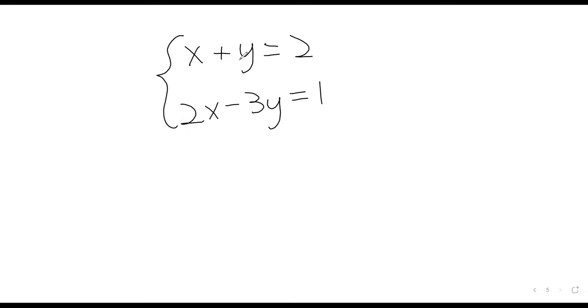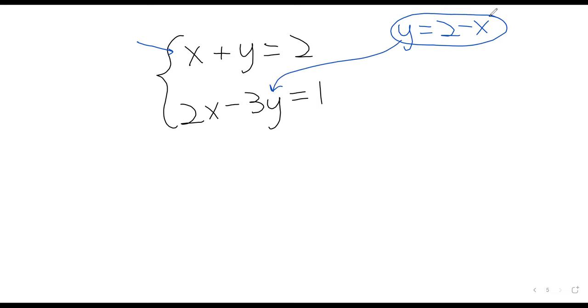But a trick we learned, assuming that you did learn it, for solving a system like this, is to take one of the equations, let's say the first one, and solve for one of the variables. Say y equals 2 minus x. And then you take that and you plug it into the other equation. So 2x minus 3 times 2 minus x equals 1.